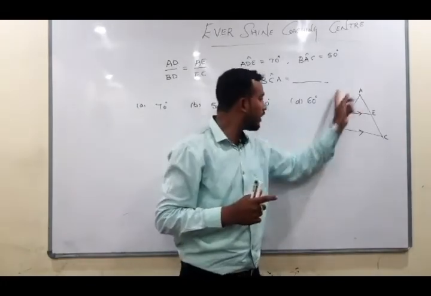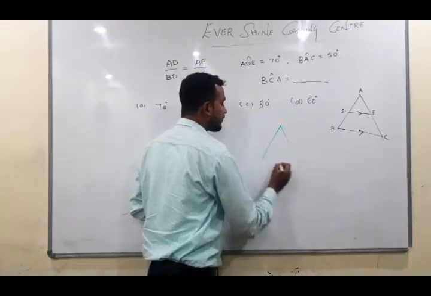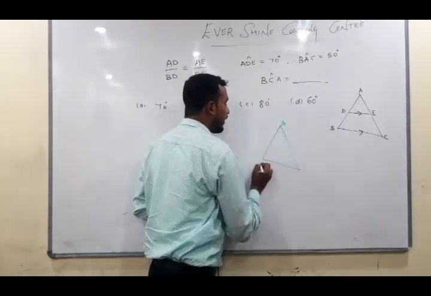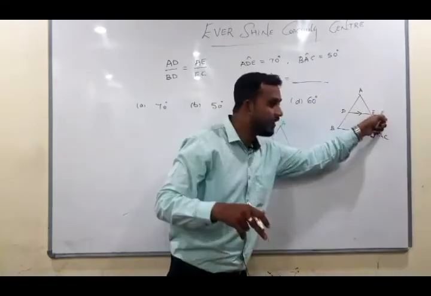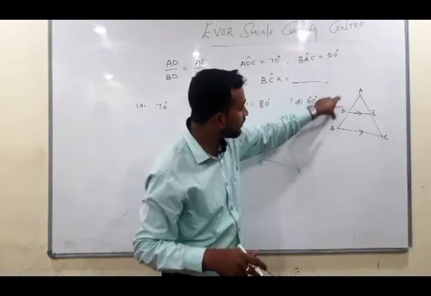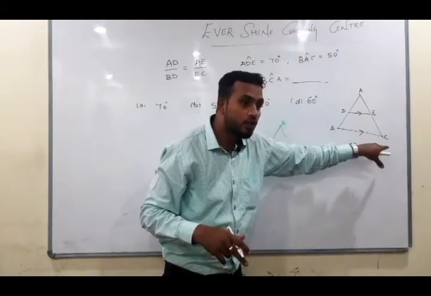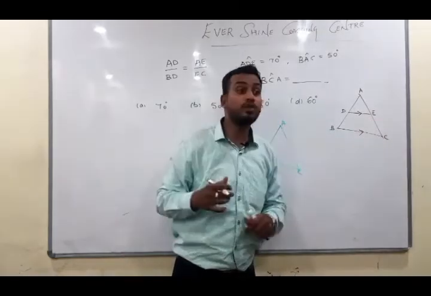Original triangle is what? Original triangle is ABC, correct? In which we draw this line DE, which is parallel to BC. So it is dividing the other two sides proportionally. Understood? Because I drew this side DE, we got one more new triangle.